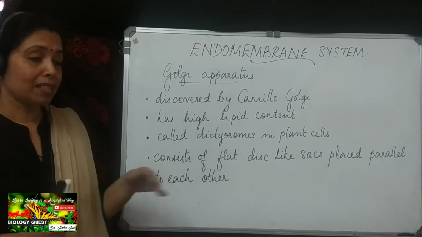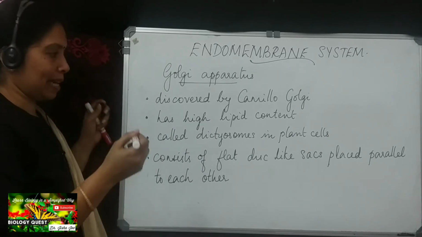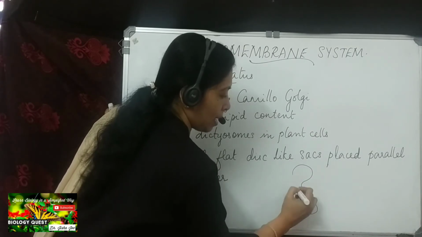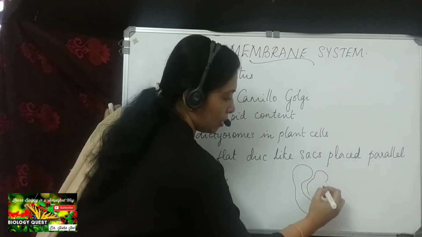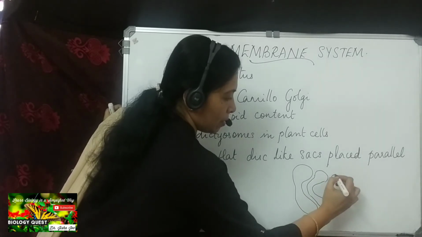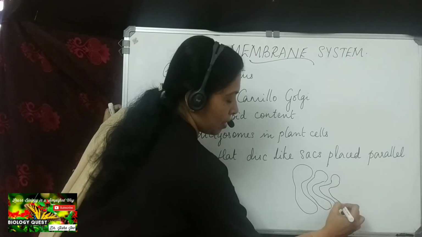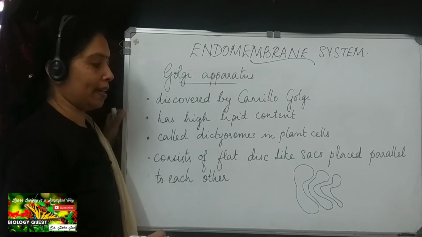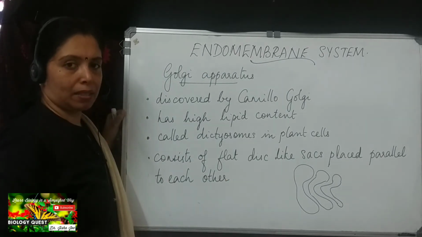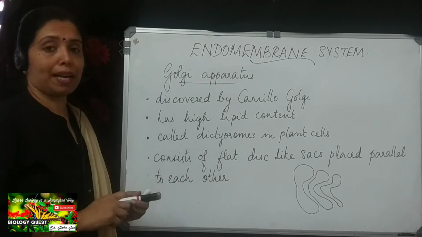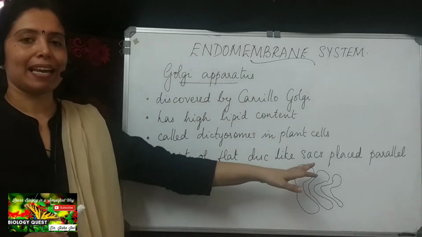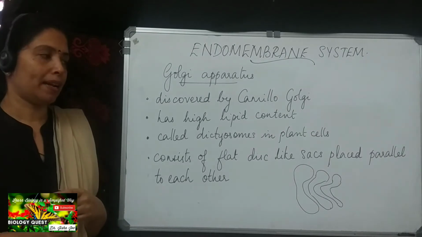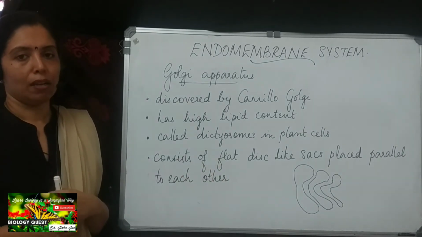The Golgi apparatus consists of flat disc-like sacs placed parallel to one another. As you can see here, flat disc-shaped sacs placed one above the other. Okay, so that is the Golgi apparatus. As we have seen the cisternae of the endoplasmic reticulum, here also the flat disc-like sacs are called the cisternae, and they are placed parallel to one another. So that is how the Golgi apparatus looks.